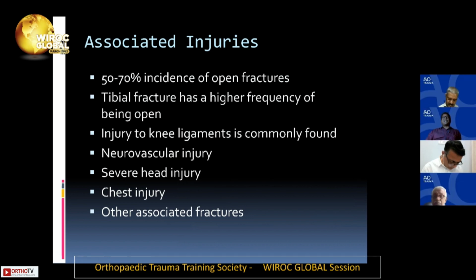If you can see it clinically, fine. If it's suspected, then you should get an MRI done to see whether there is any ligamentous injury. Also, because it's a high velocity trauma, there are chances of neurovascular injury. And also look for severe head injury, chest injury, and other associated fractures, which are common in these patients.